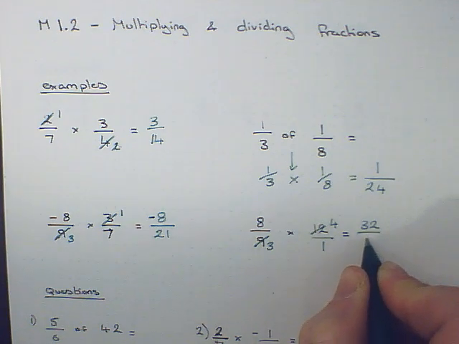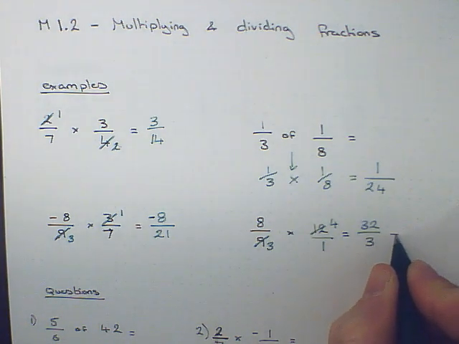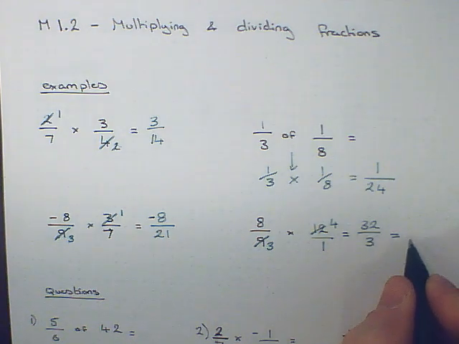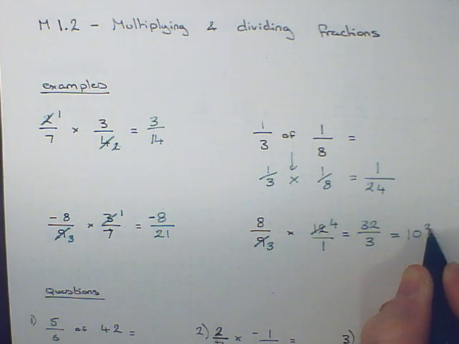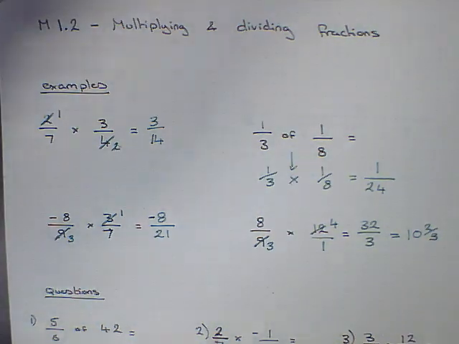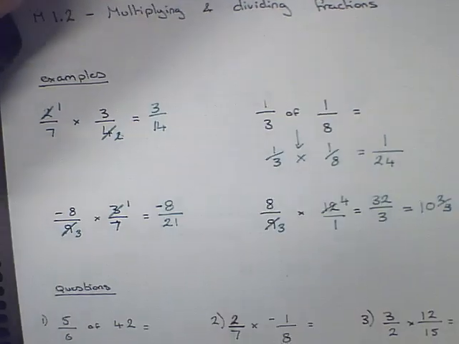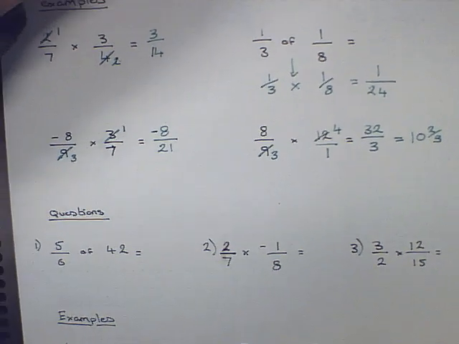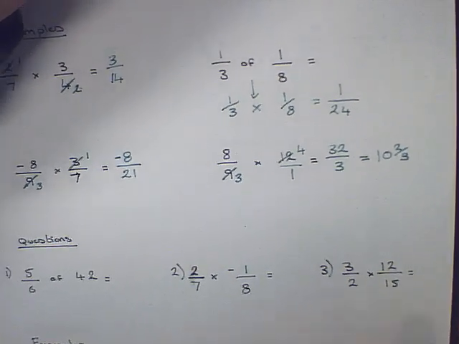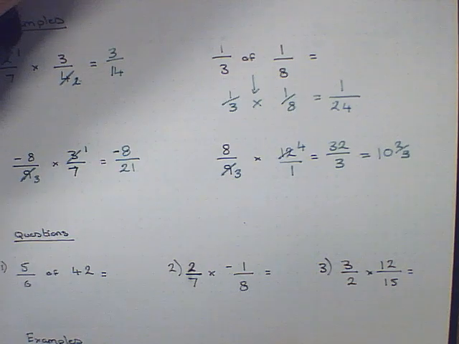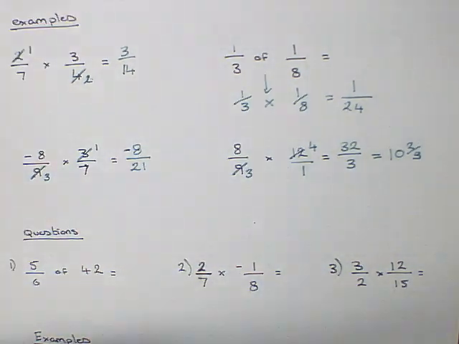3 multiplied by 1 is 3. And if I want to convert that into a mixed number, that would be 10 and 2/3. Now, that's multiplying by fractions. So there are some questions, there are 3 questions there for you to have a go at.